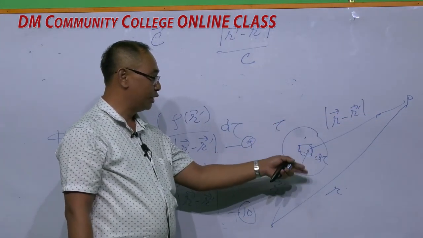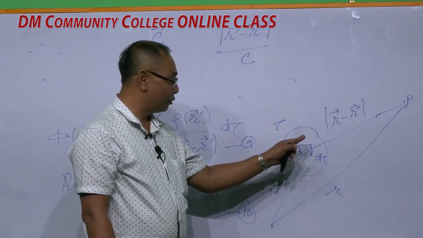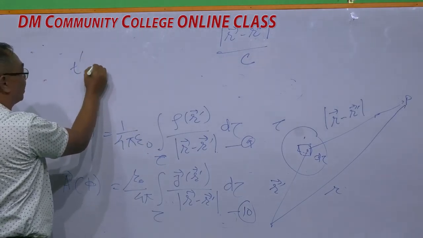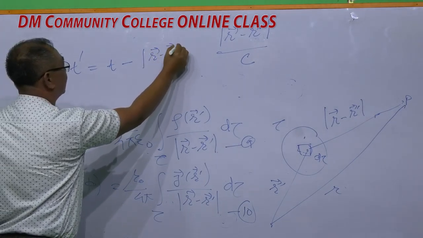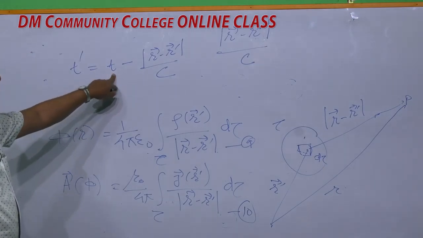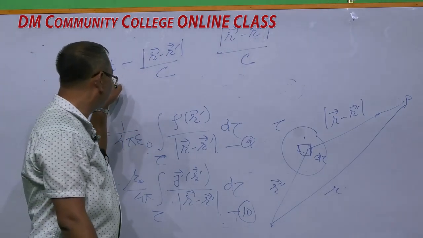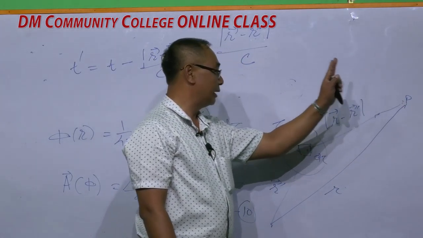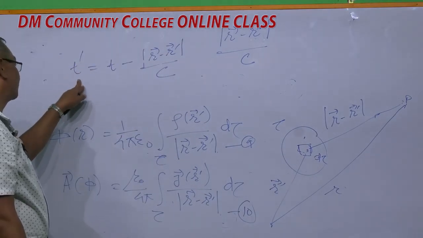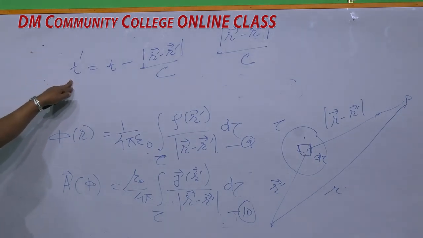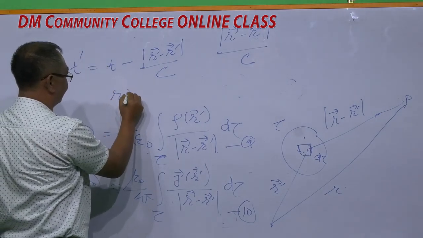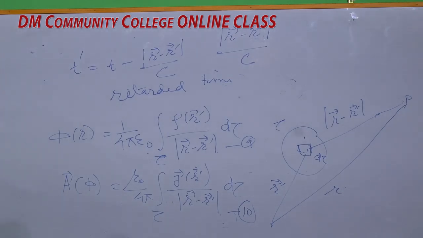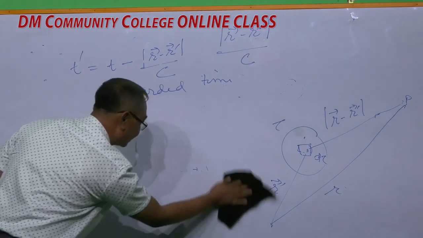However, we need to know the time when the electromagnetic wave actually began to propagate from this volume element, and that time is given by t prime equal to t minus mod of r minus r prime divided by c. Actually here t is the time at which the observer observes the fields at P, and this is the time taken by the electromagnetic wave to travel from this volume element to the point P where the observer exists, so that this difference of time will give the time at which the electromagnetic wave began to propagate from this volume element, and this time is called retarded time. Hence, I can write the potentials 9 and 10 like this.